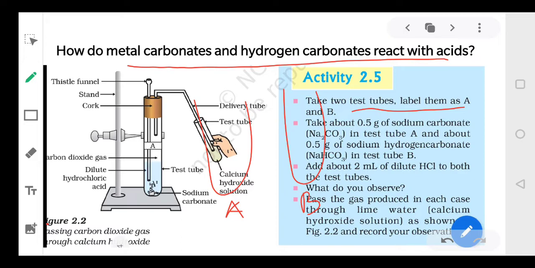Now what will we do? We'll add sodium carbonate to test tube A. Here we will add sodium carbonate.